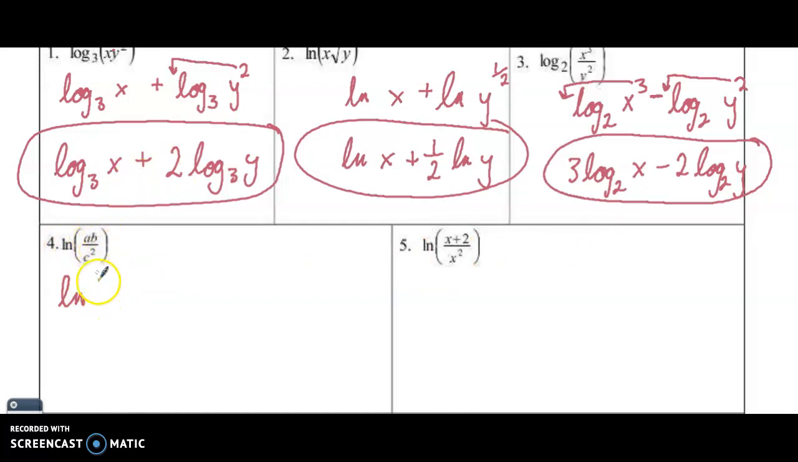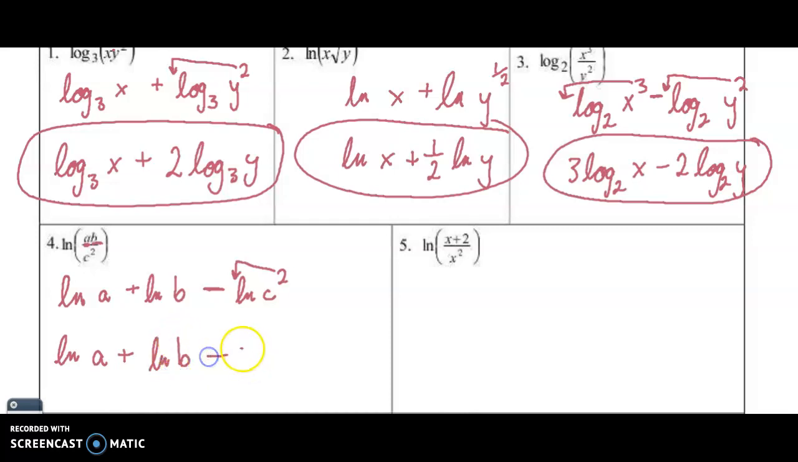But if I'm looking at this problem, I just need to know that A is a positive term because it's in the numerator. Natural log of B, because that's also in the numerator, needs to be a positive. And then the natural log of C squared, well, it's in the denominator, so that one was divided, so I need a minus. But again, I don't want the exponent in there, so I want to see this answer. Natural log of A plus natural log of B minus 2 natural log of C.